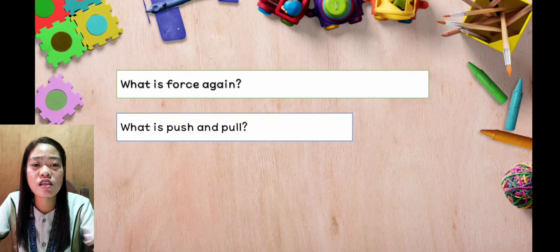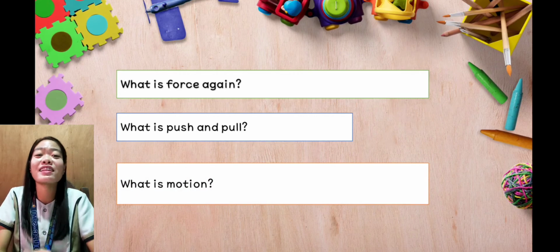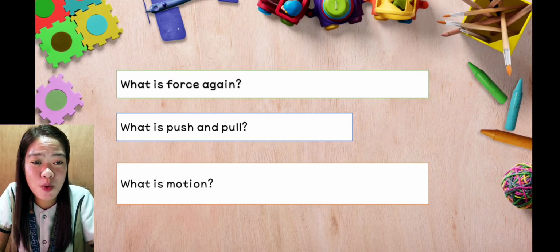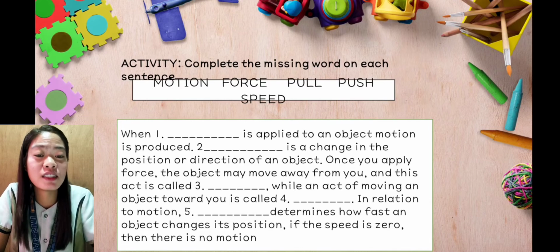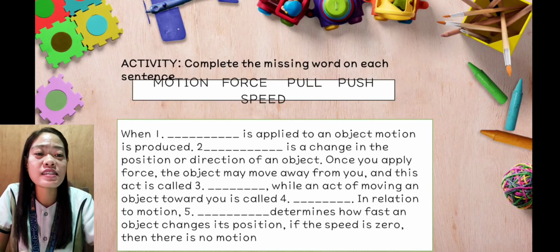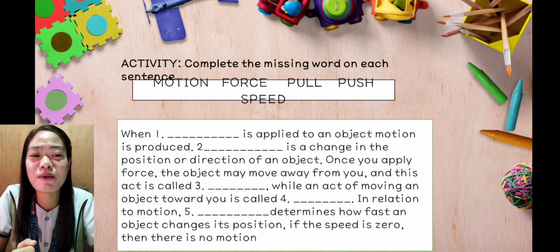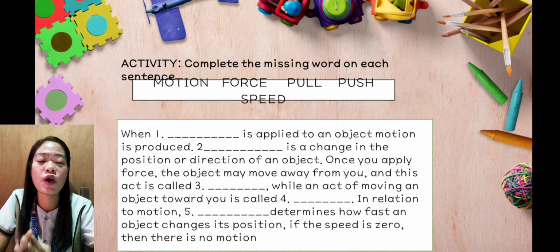Okay. And what is motion? Okay, very good. It is a movement from one place to another. Now, did you get what is the difference between the force, push, and pull, and motion? Okay, very good. And for your last activity, complete the missing word on each sentence. Now, I will give you 5 minutes to do this activity.